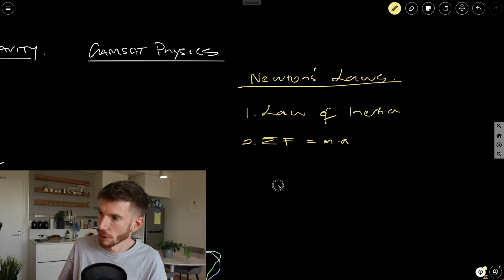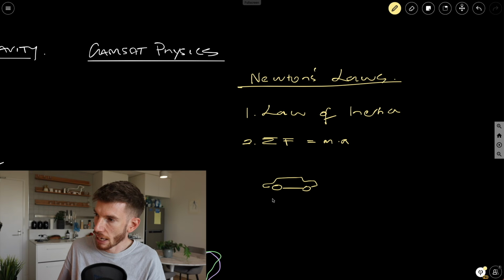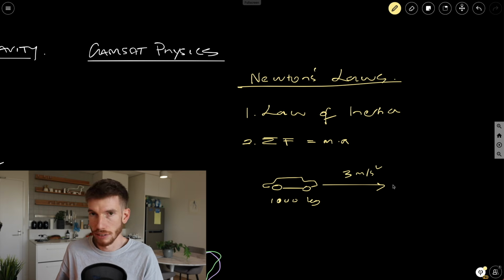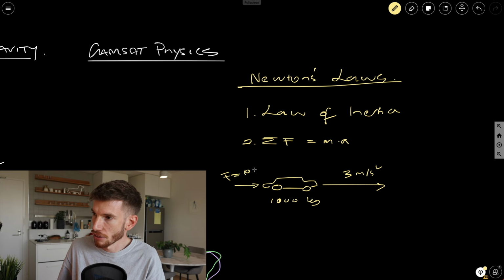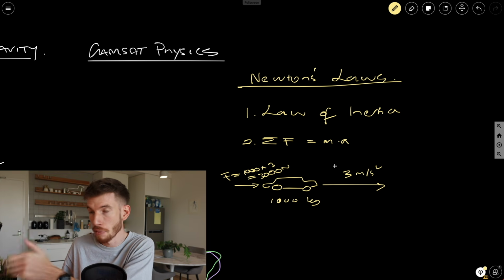So say we had, for example, a little car like this, and it has a mass of 1,000 kilos, and we want to accelerate it at 3 meters per second squared, right? The net force applied to the car, let's say we were pushing from this side, would be mass 1,000 times acceleration 3. So we'd need to apply 3,000 newtons of force in order to accelerate it at 3 meters per second squared.